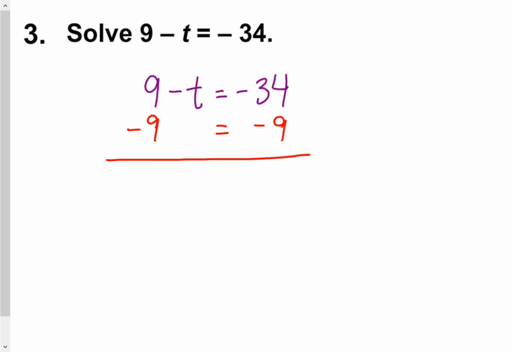So we have to really understand that we have to get rid of the numbers first. Okay, so 9 minus 9 is 0. Now be careful of your signs because this is actually negative t.